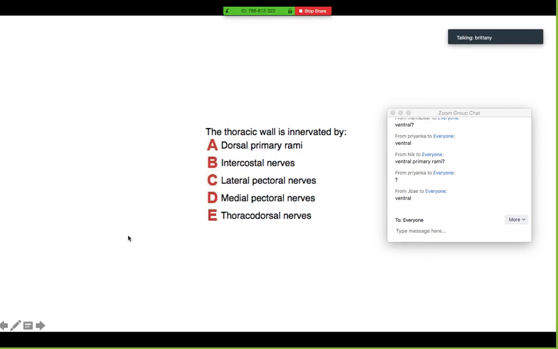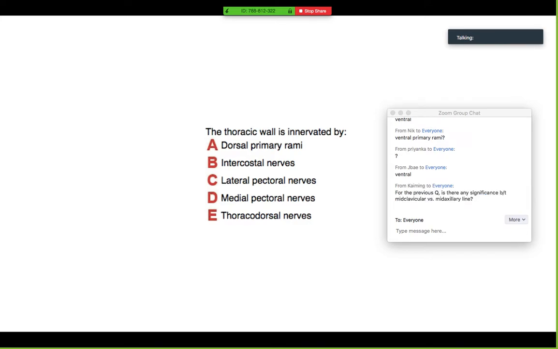So I know for me, the whole dorsal ventral primary rami, I stayed confused about that for a long time. But the sooner you can get that straight in your head, I think the better off you'll be. Okay.